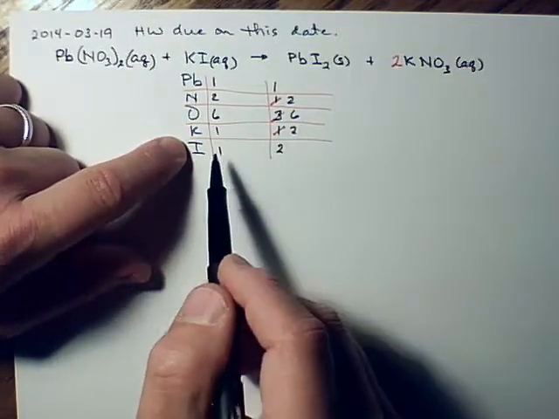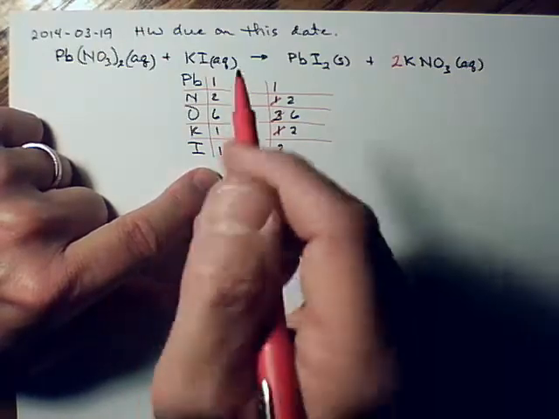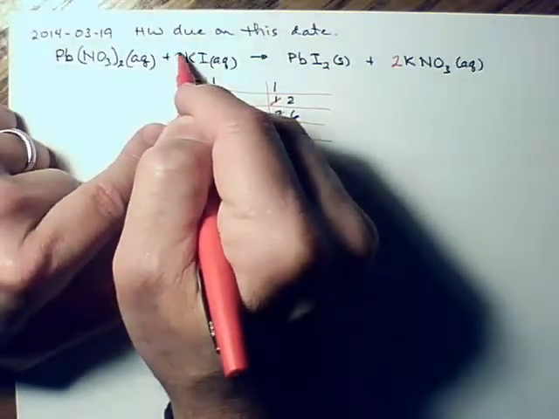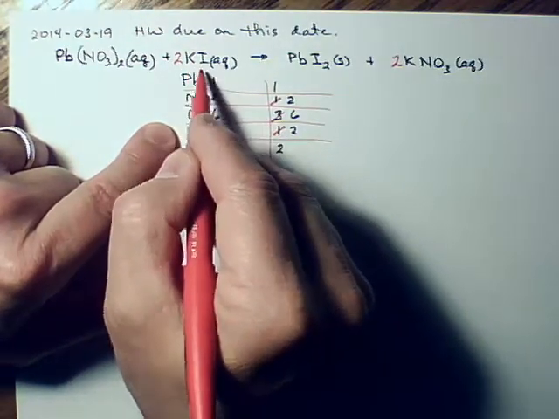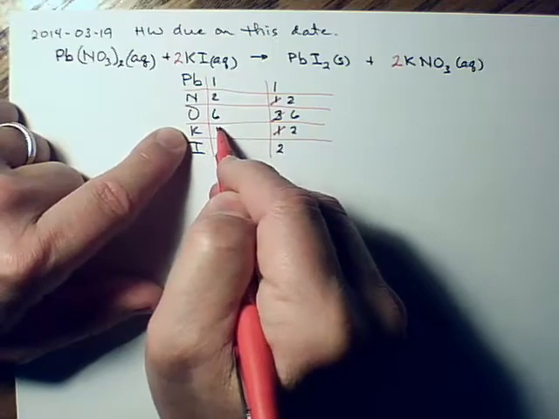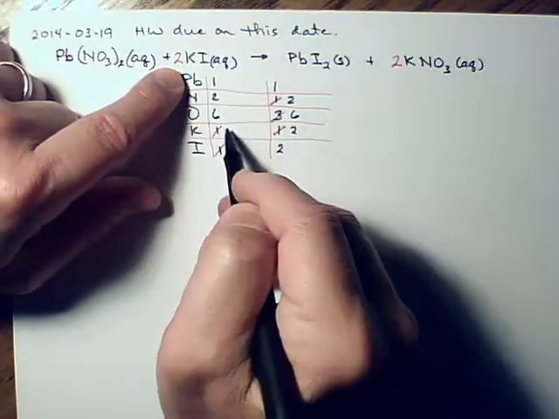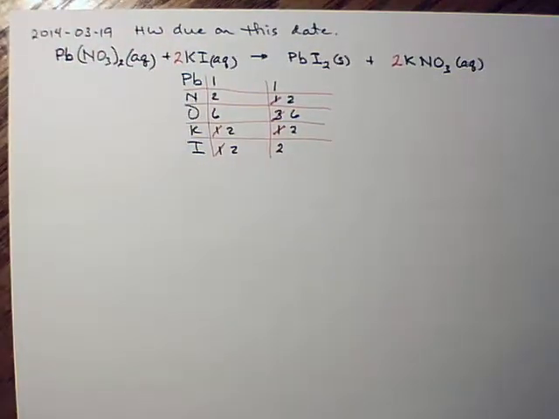Alright, so the nitrogens are balanced, oxygen is balanced. Potassium and iodide are not balanced. So in order to have 2 potassiums, I'm going to put a coefficient in front of this species. That's going to change the number of everything in there, in the sense that I'll now have a changed number of potassium and iodides. 2 times 1 is 2, 2 times this 1 is 2, and everything's balanced.